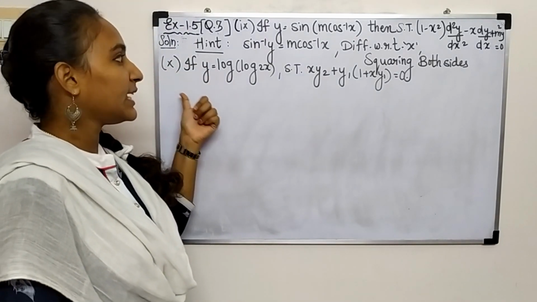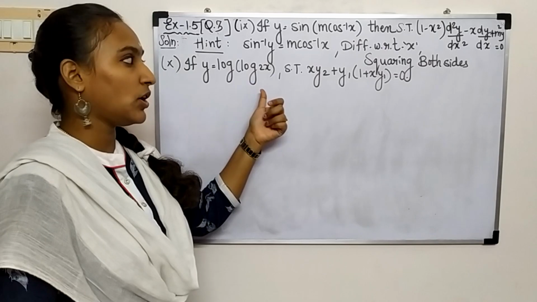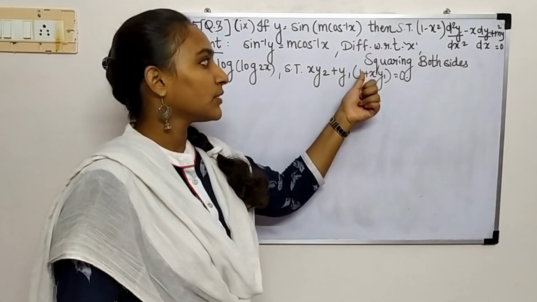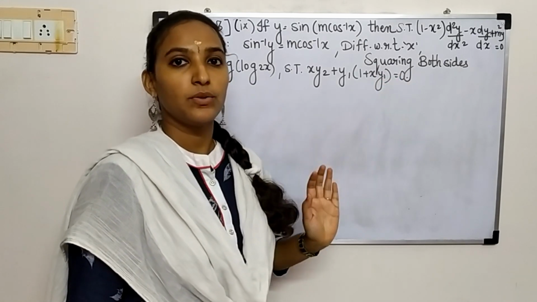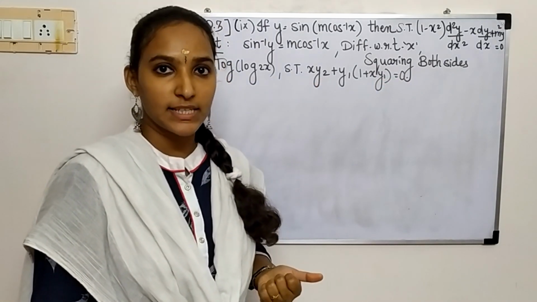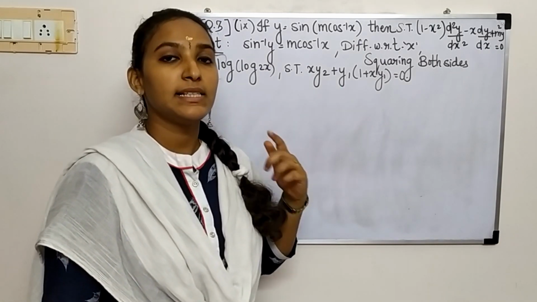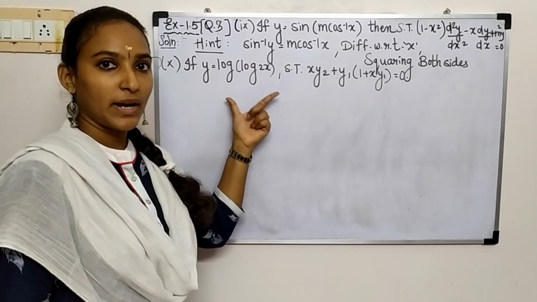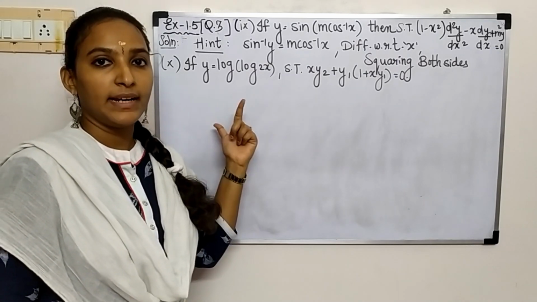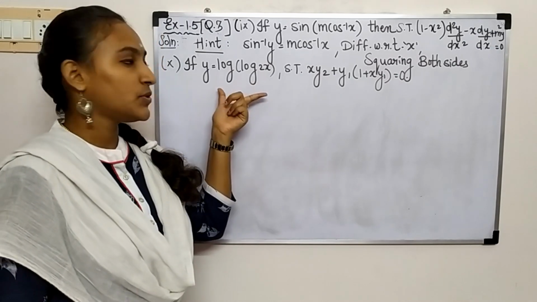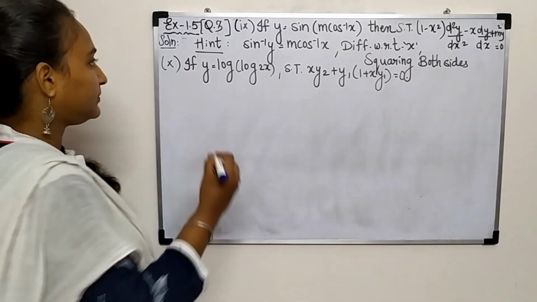The question is, if y equal to log of log 2x, show that x y2 plus y1, 1 plus x y1 equal to 0. Okay, that is, y2 is d square y by dx square and y1 is dy by dx. Okay, the question is simple, quite simple. We have to find the derivative first. Derivative of log x is 1 by x. So here we can use that.